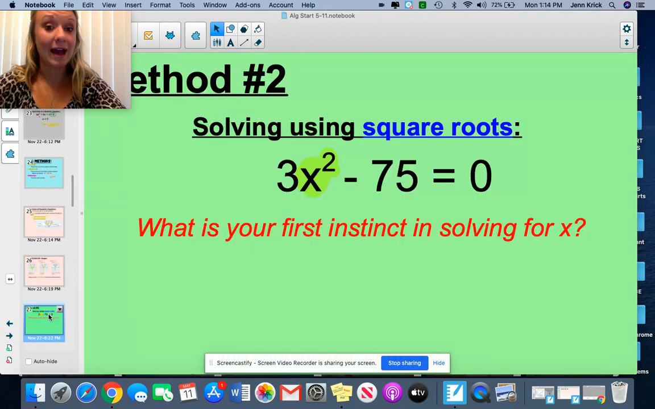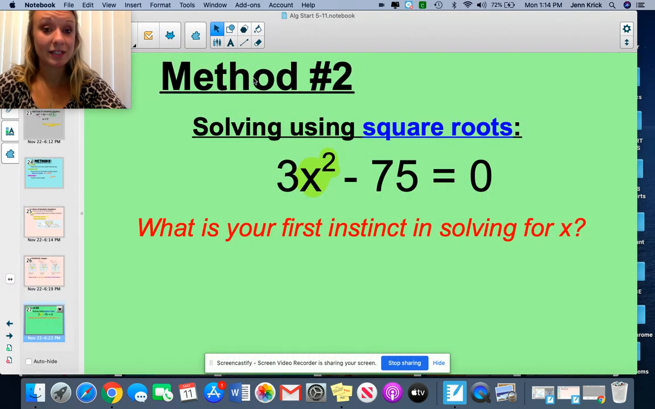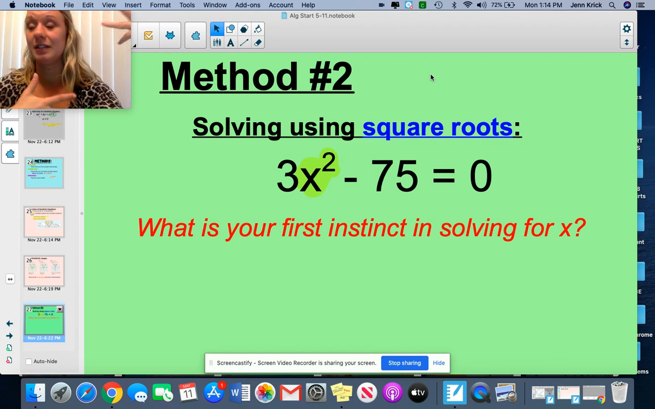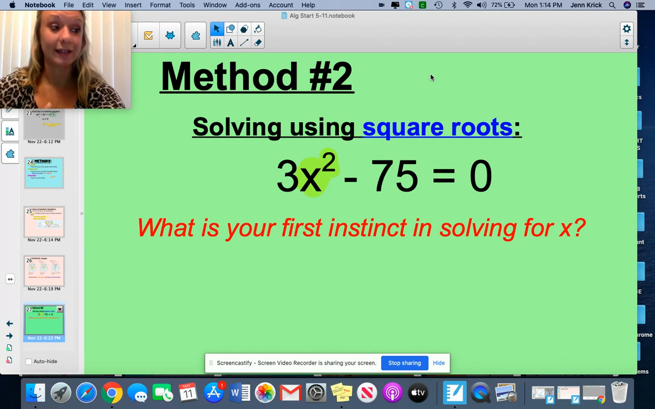All right, now on to method number 2. This is solving using square roots. There's two times when you would see something like this and you're like, ooh, I need to solve that using the square root method. The first one is when you detect a perfect square. If you see 4, 16, 25, 36, 49, you'll probably solve that using the square root method. Or if you look at a quadratic equation and you don't see an x term here. Notice that it's just 3x squared minus 75 equals 0. So that's your clue to use square roots.